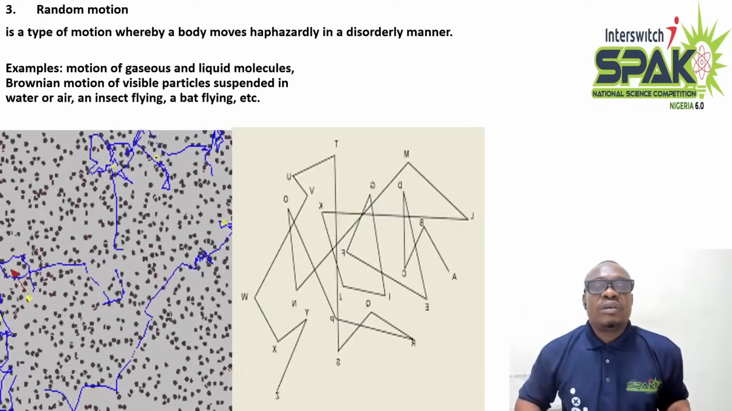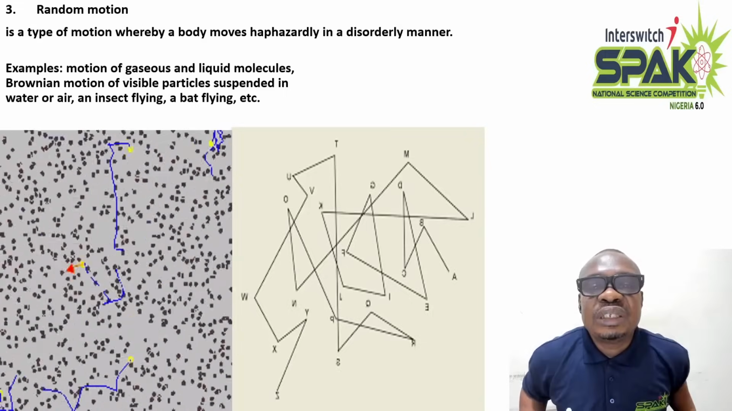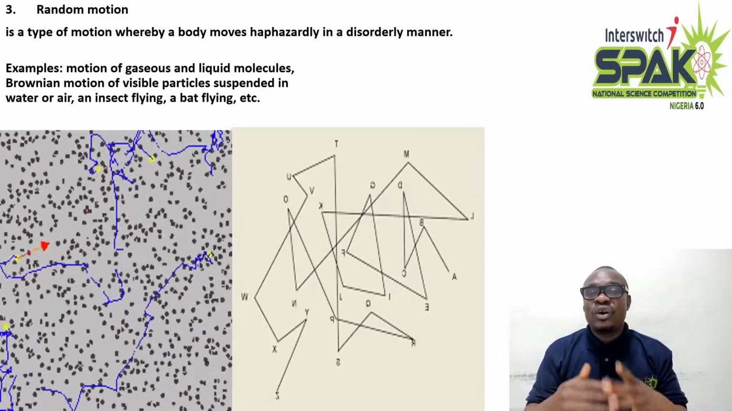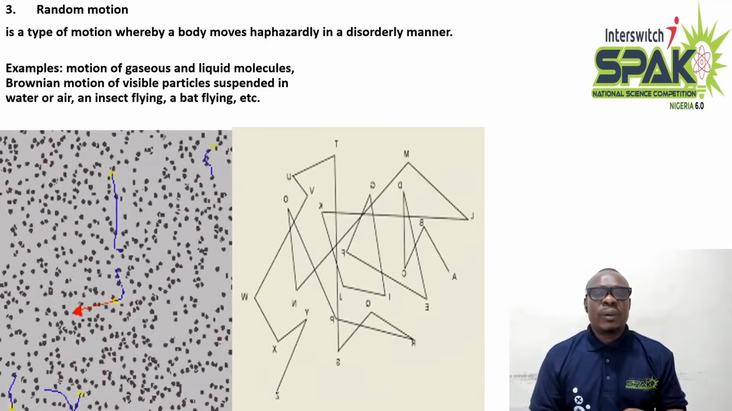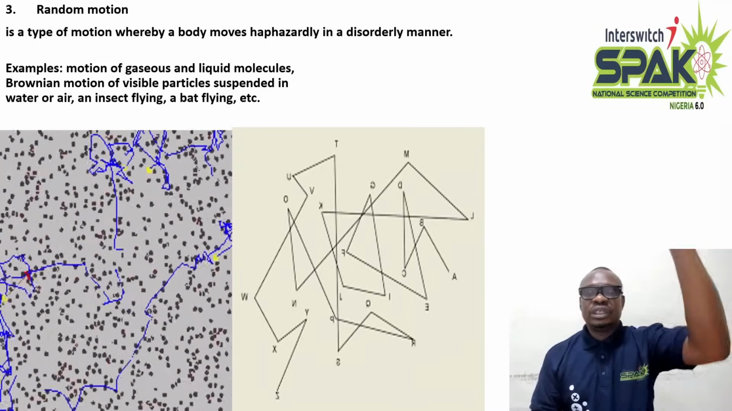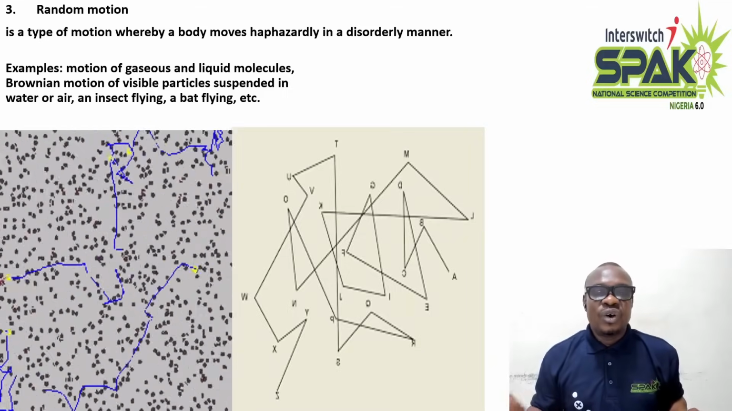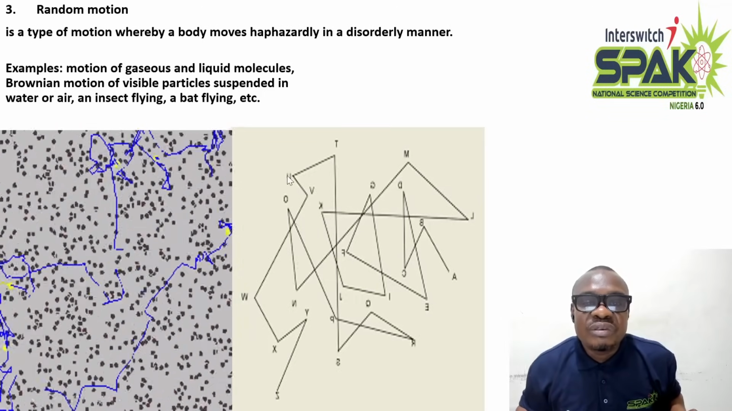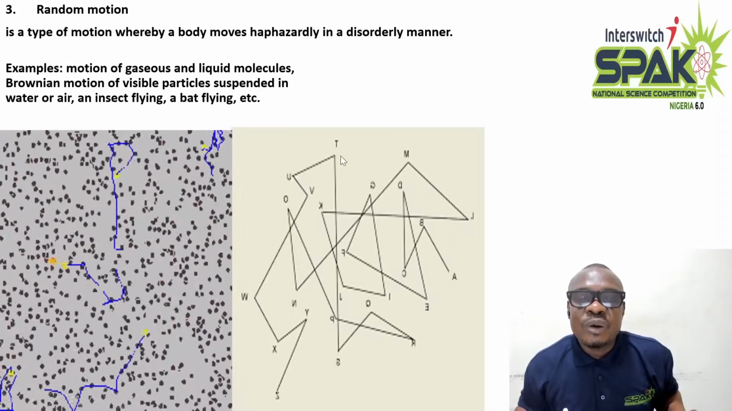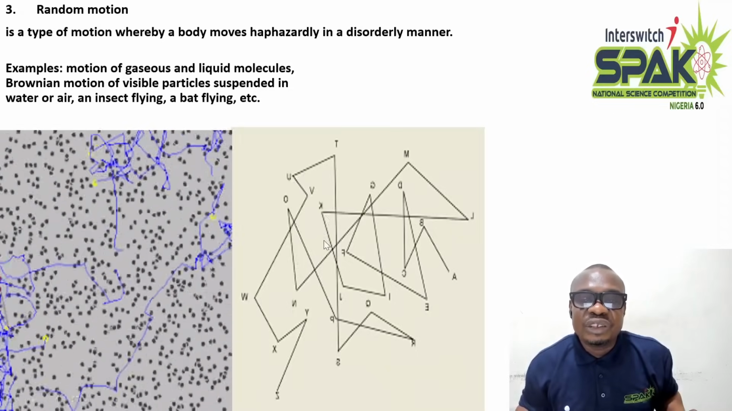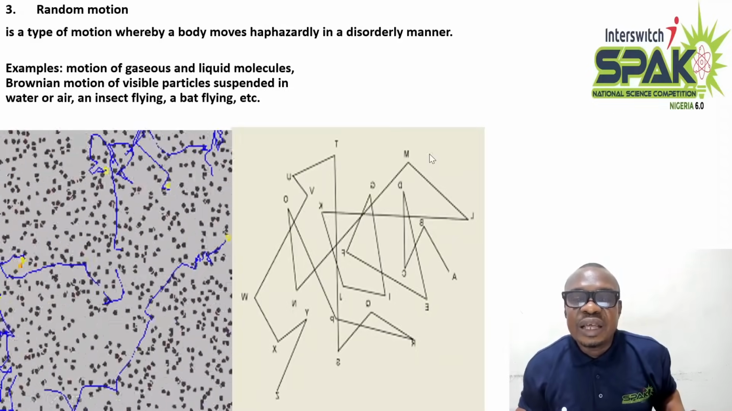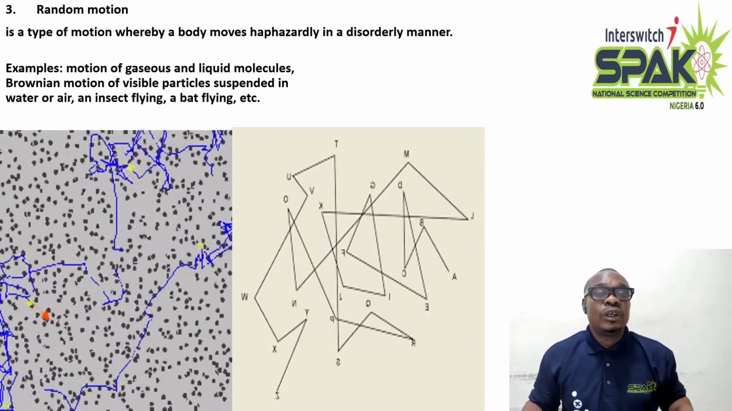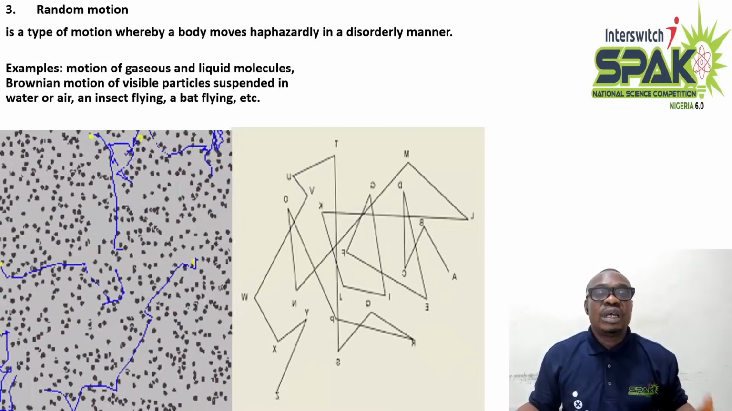Random motion. Haphazard movement of objects in a disorderly manner, changing directions. But you should understand that in this, they move straight, translational, hit an object, or perhaps change direction again, translational, change to another direction again, like that. So a typical example of this random motion, we have the motion of gas molecules.